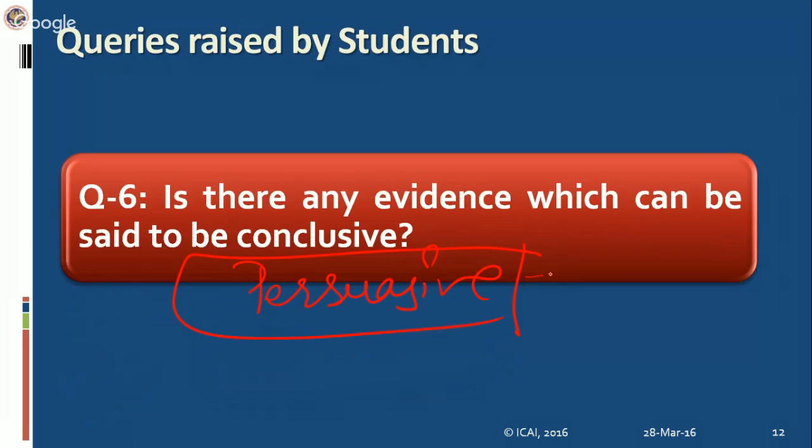And persuasive is not, you see, this is solid evidence. This is concrete evidence. Persuasive is not weak evidence. Whatever evidence I obtain, the evidence is persuasive, means it is solid evidence. It is concrete evidence. I can conclude. This is not conclusive evidence. This is not the final evidence. Conclusive means final evidence. So this is how you should interpret.